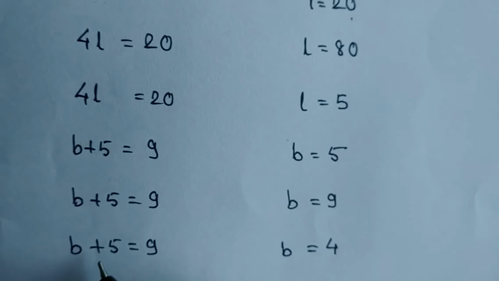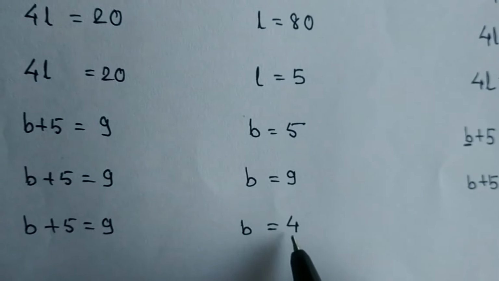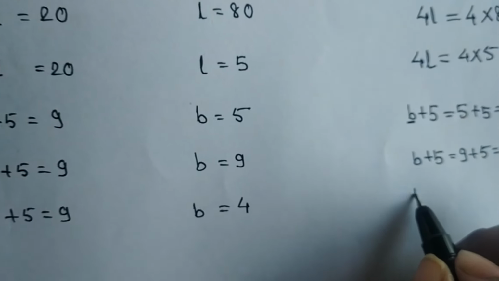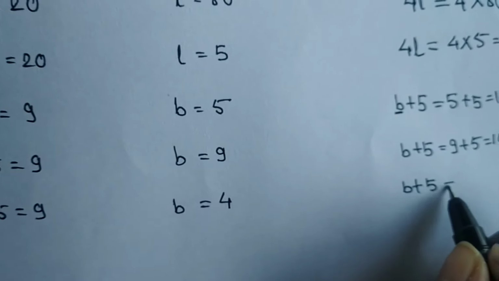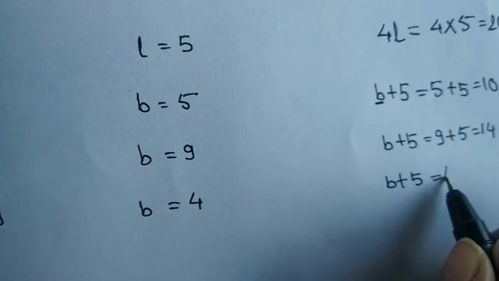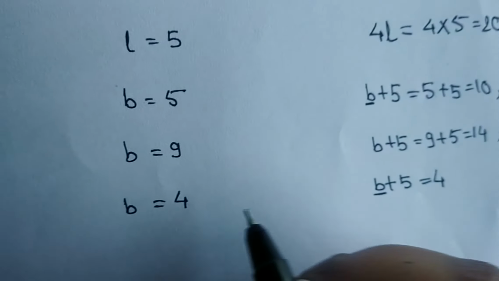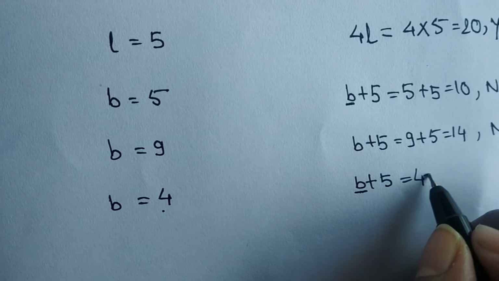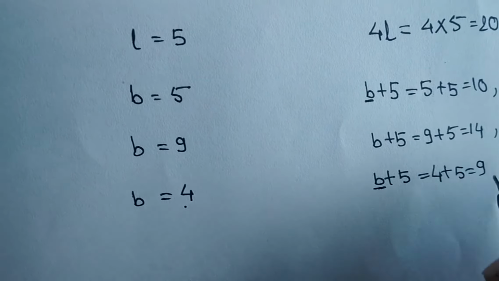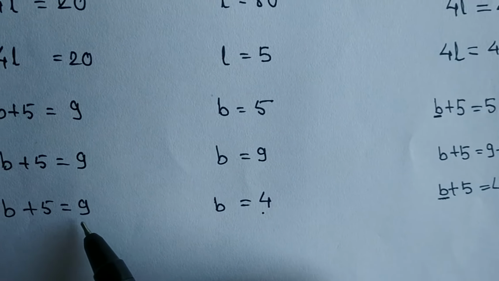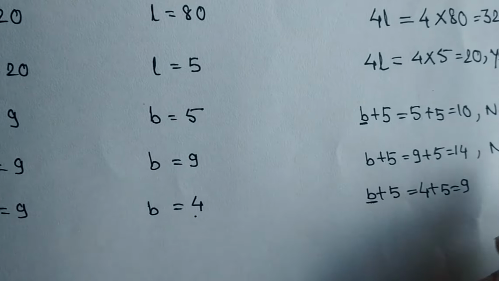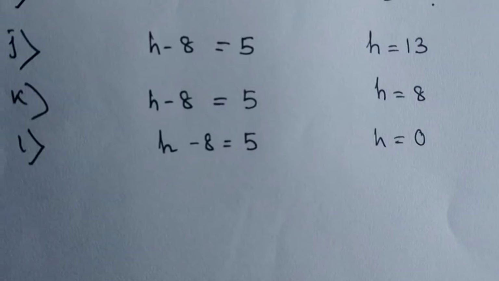Now over here, again the same equation, and in place of b, 4 is there. So b plus 5 is equal to 4 plus 5, because in place of b, 4 is there. So 4 plus 5 is 9, and on the right hand side 9 is there. That means it satisfies the given equation. So we will write yes.